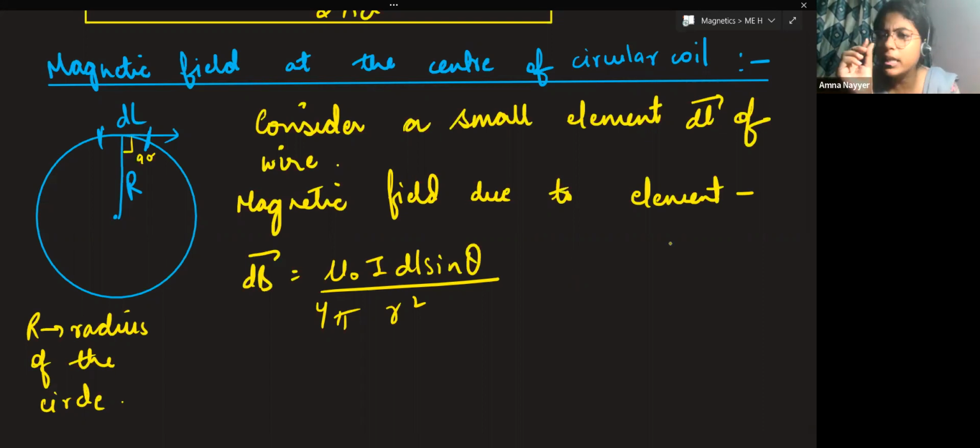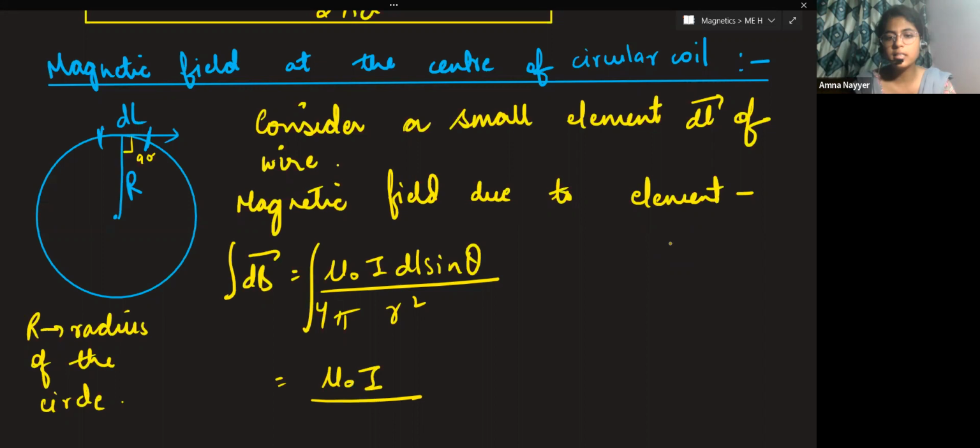Now this is for a very small dl. But we are calculating the magnetic field for the entire circle. So if I add all these small dl's together, dl plus dl plus dl, I'll ultimately get the magnetic field for the whole circular coil. The method to add all these infinitesimally small elements is integration. So I'll integrate: mu naught I divided by 4 pi r square, integral of dl, and here I have sine 90 degrees.